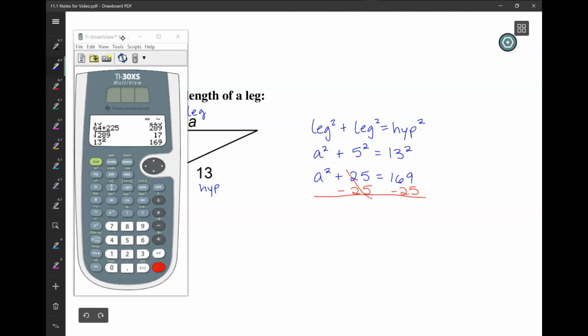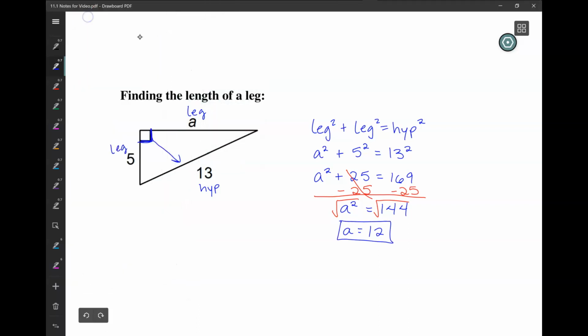So that will leave me with 144. And then I need to do the opposite of squaring something. To undo the square, I take a square root. What do you square to get 144? Well, 12. If you weren't sure, you could type it into a calculator. There's your answer: a is 12.